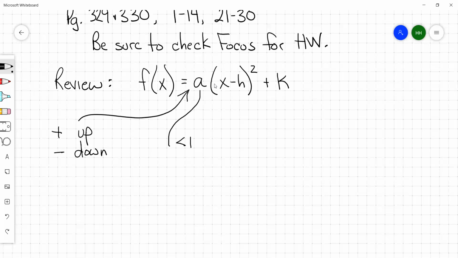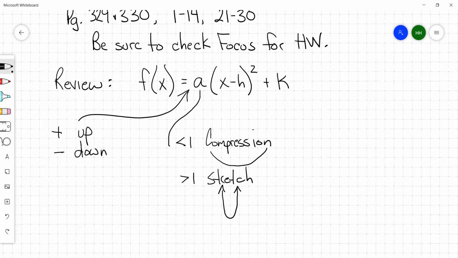Yeah, 1 was regular, less than 1 makes it wider, right? That was called compression. Like a wide graph. If that value was greater than 1, that was called stretch, which makes taller, skinnier graphs. Okay? Some of you wrote compression for every graph. Well, this a value wasn't the same in every graph, right? It was different. Every graph should have looked different yesterday.